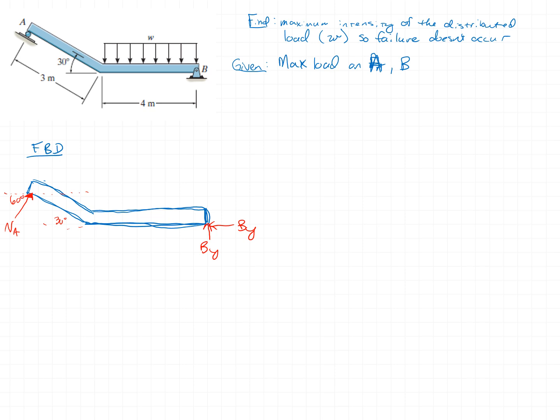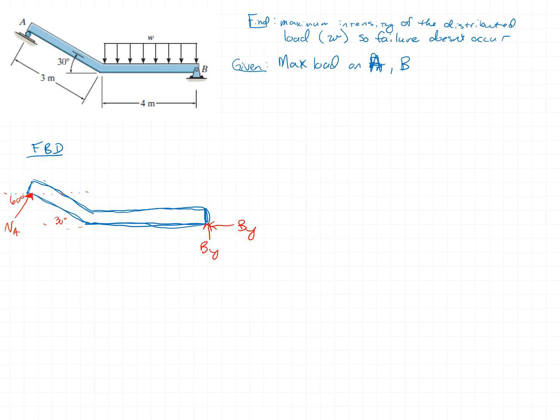It is not appropriate to draw in this value that you see here, NA, as well as AX and AY, because those are components of it. So just draw one or the other, but in this case, you really want to draw just NA at the angle that you know, so you have only one unknown.